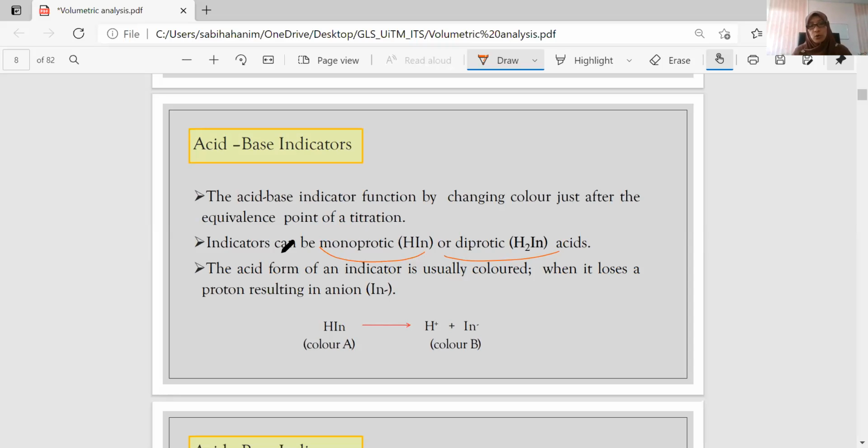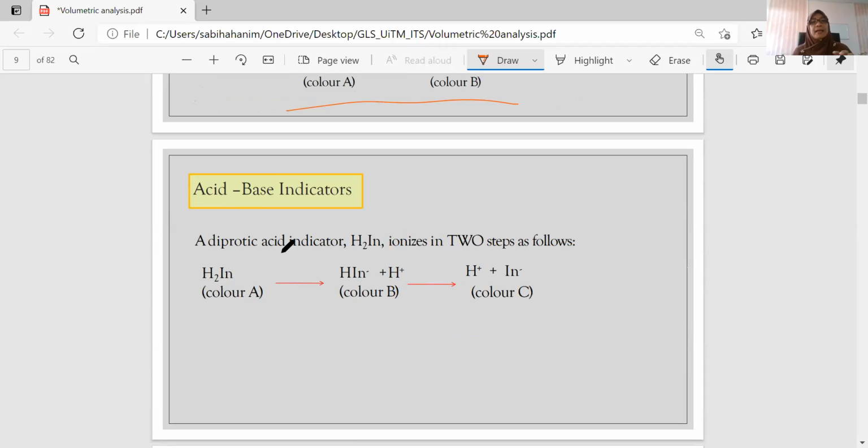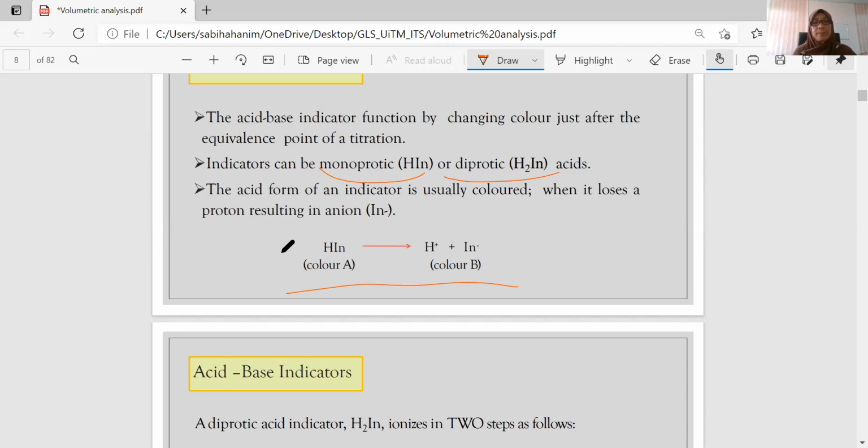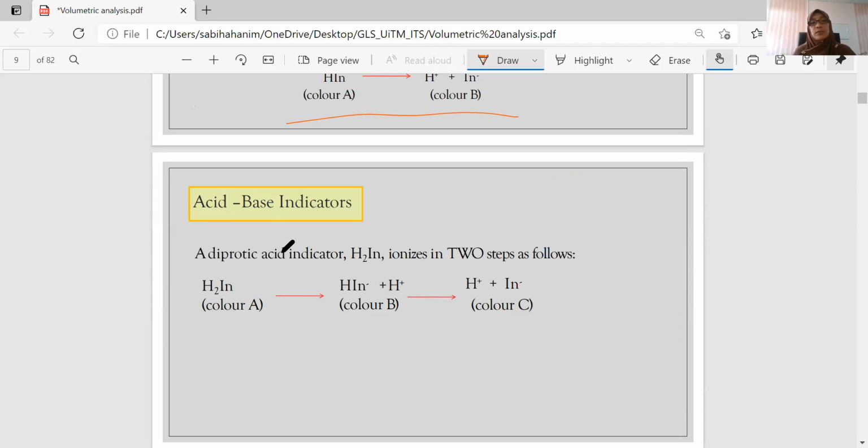So when it loses the proton, it will result in an ion. That is the process. From color A, we will change to color B. In this case, a diprotic acid indicator has two hydrogen atoms, so the indicator H2In ionizes in two steps. A monoprotic indicator only involves one step, because it has one hydrogen. However, in the case of the acid-base indicator here, it involves two steps. The color changes from A to B, and the last color is actually C.